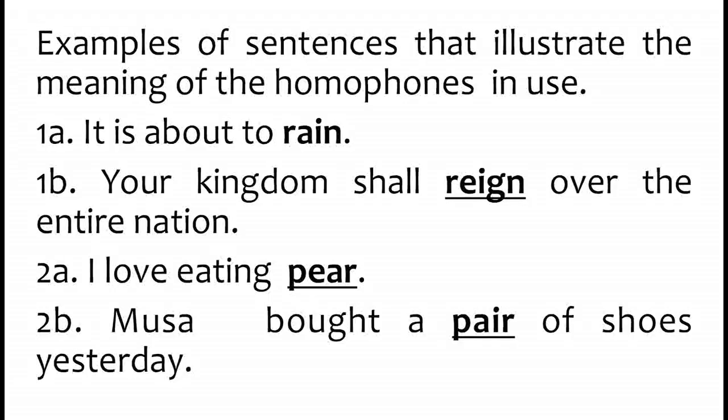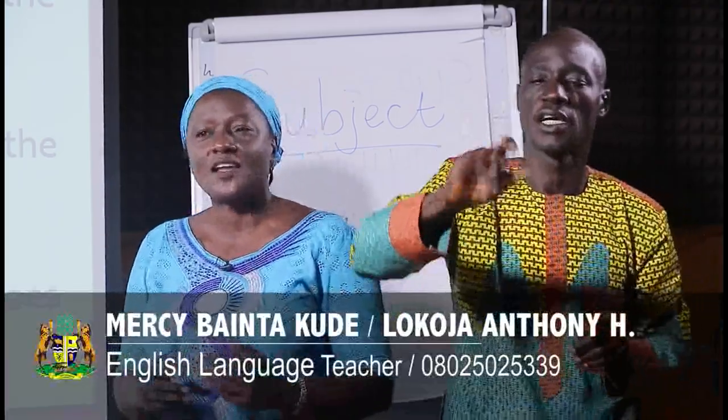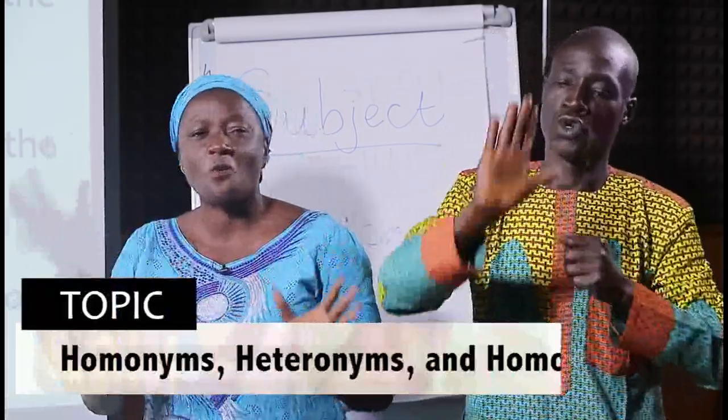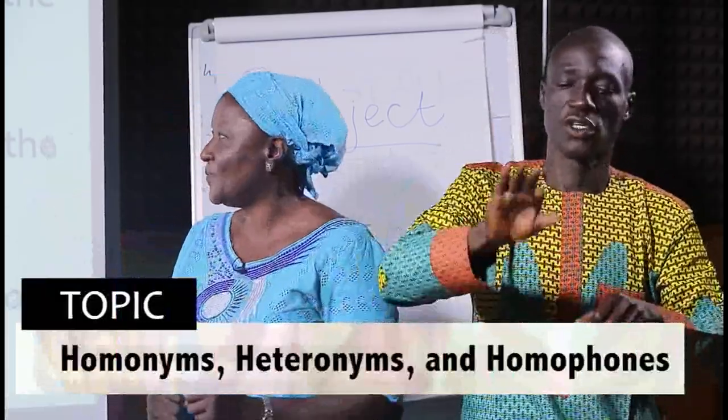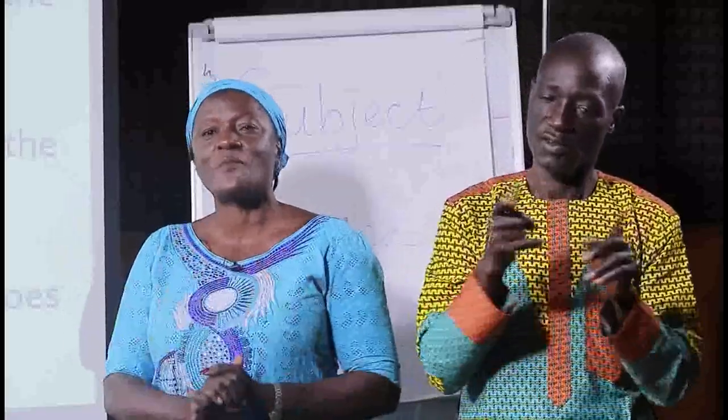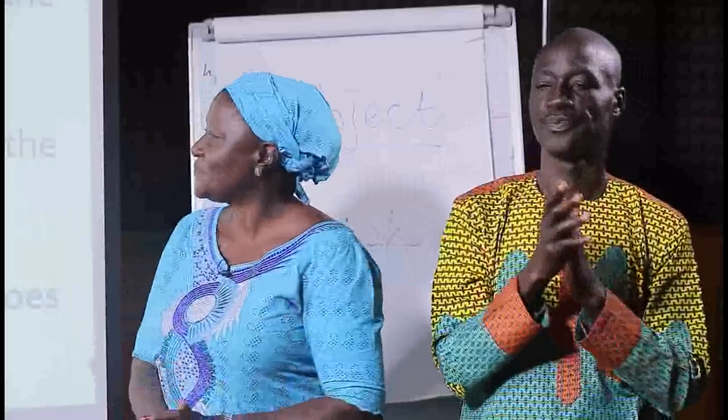1B, your kingdom shall reign over the entire nation. That's talking about R-E-I-G-N. Talking about rulership, talking about kingship. Your kingdom shall reign over the entire nation. Remember, we said homophones are spelled differently and their meanings are different.